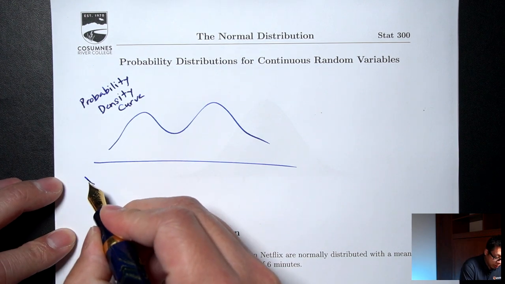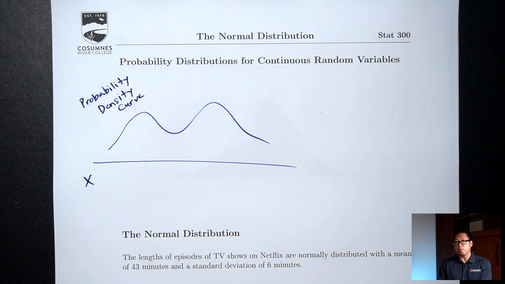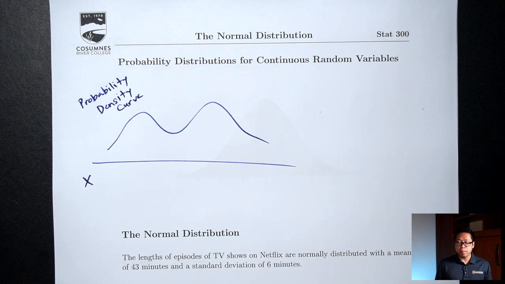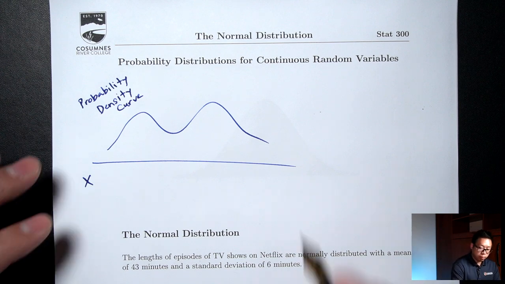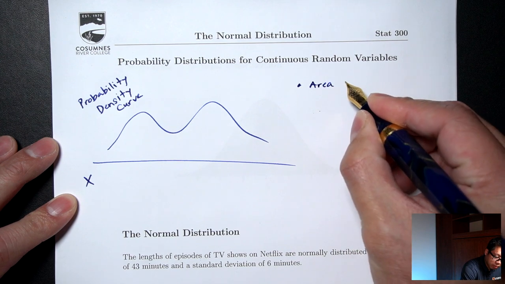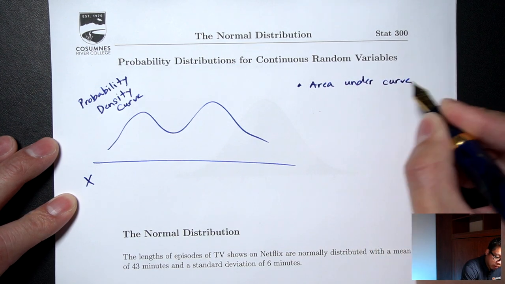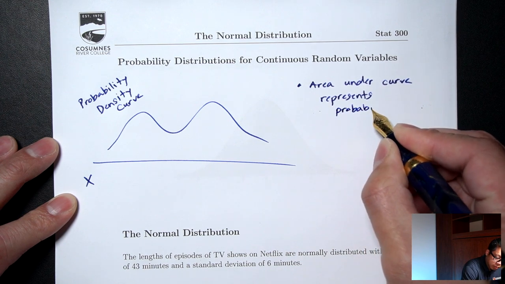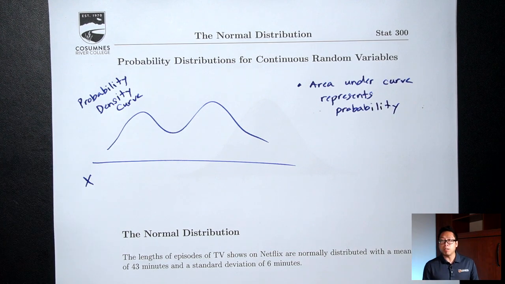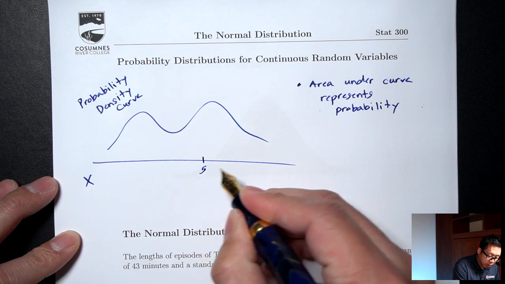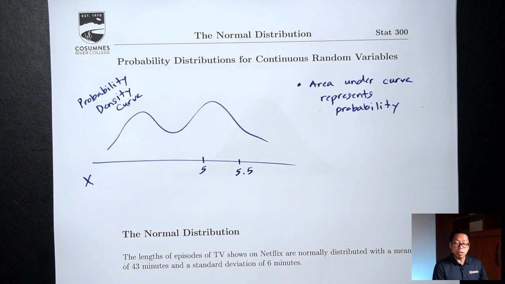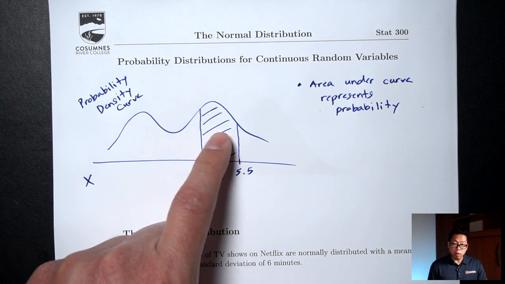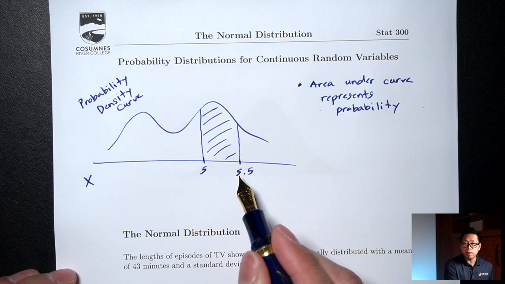On the x-axis, that represents all the possible values of x. So instead of listing out individual possible values of x, the possible values of x are now represented with a number line. And how do we represent probabilities? Probabilities are going to be represented by the area under the curve. So for example, if I wanted to know the probability of getting an x that's between 5 and 5.5, I would find the area under the curve between 5 and 5.5. So that area represents the probability of getting an x that's between 5 and 5.5.